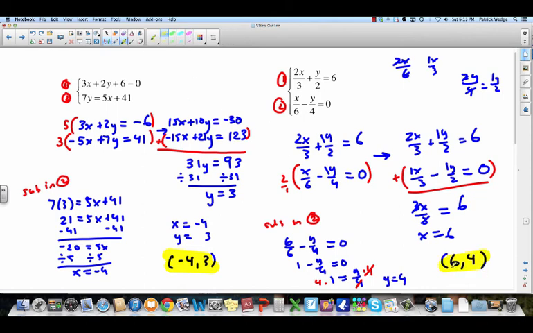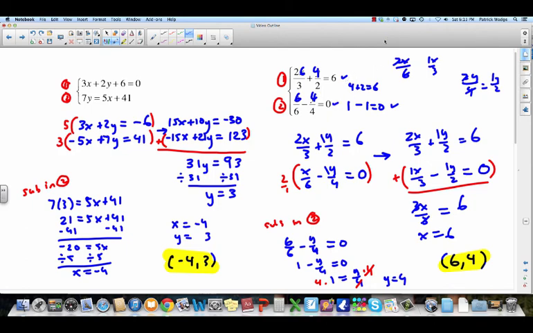Scary, scary fractions. If you want to check it, I'll just cheat here and write a 6 here and a 6 here and a 4 here and a 4 here, and we'll see if it works. 2 times 6 is 12, divided by 3 is 4, and 4 over 2 is 2, and 4 plus 2 is 6, and that's exactly what it should equal. 6 over 6 is 1, take away 4 over 4 is also 1, and that equals 0, and that's what it should equal. Yep, it works.